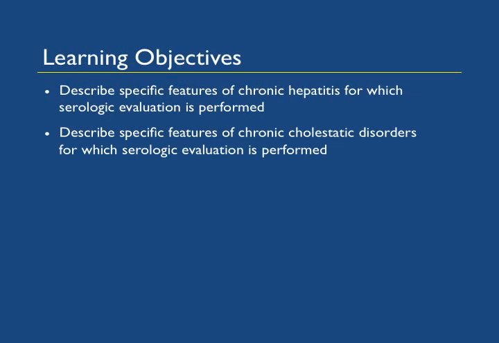In Part 1 of this presentation, we discussed the common liver chemistry abnormalities and specific disorders in which a serologic evaluation was indicated. In this presentation, the learning objectives are to describe specific features of chronic hepatitis for which the serologic evaluation is performed, and describe specific features of chronic cholestatic disorders for which serologic evaluation is performed.